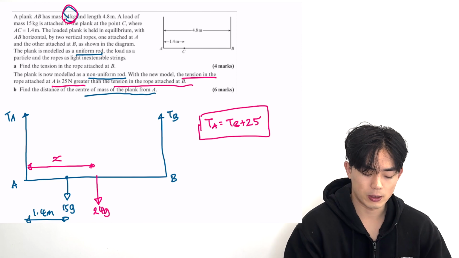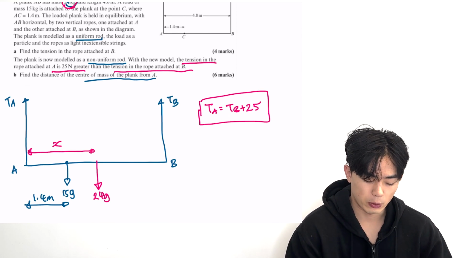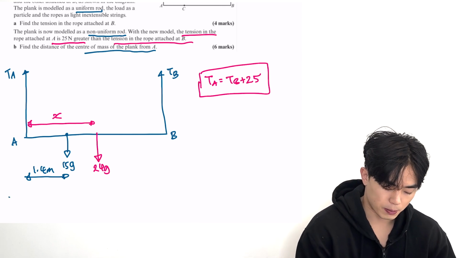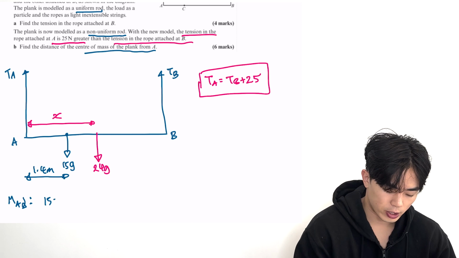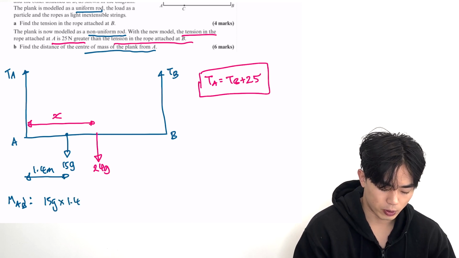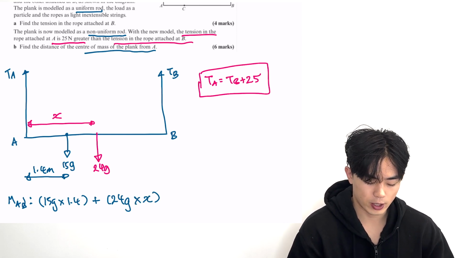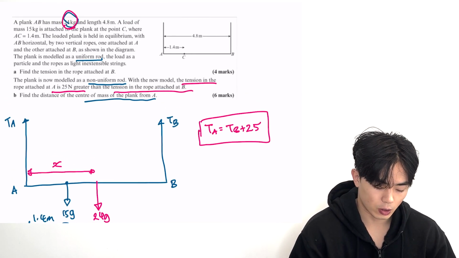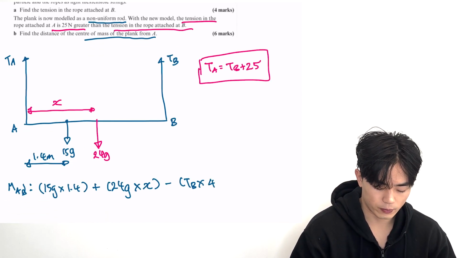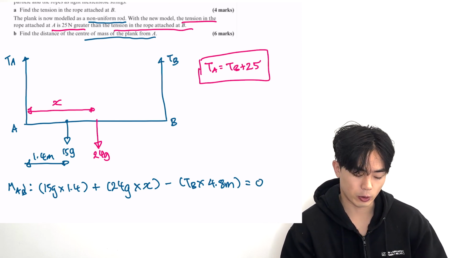Right, once we've drawn out the diagram, we can now just do what we did before, just do moments. And we're trying to find x, so it's the moments about A. Clockwise is positive. So we have the 15g times the distance to A, 1.4, plus this 24g, the mass of the plank, times the distance x, which we're trying to find, minus TB times the distance of the whole plank itself, which is 4.8 meters. And that's equal to 0 because it's still going to be in equilibrium.